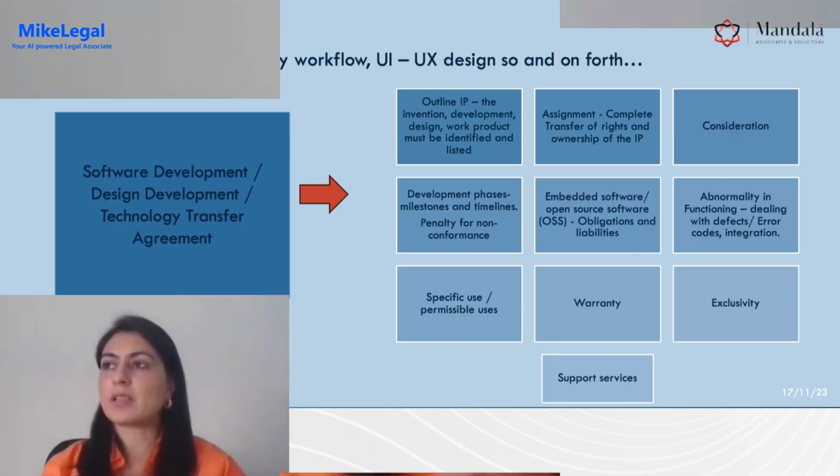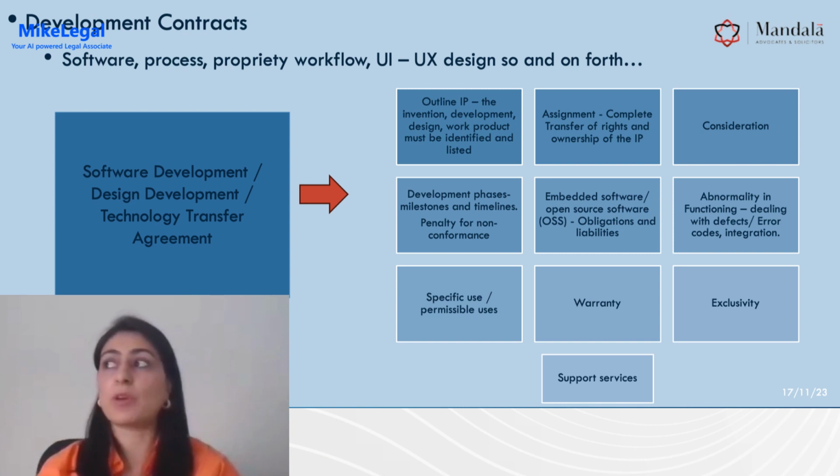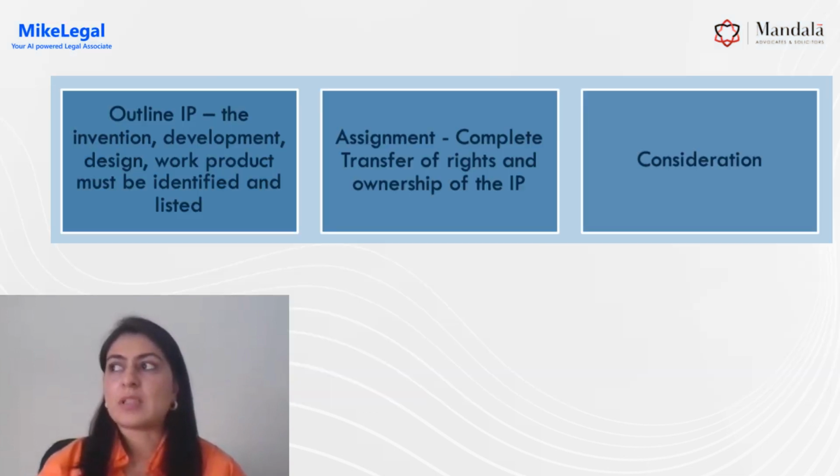The essentials, right? The essentials that every development contract must cover. I mean, whether it be software development, it could be process, it could be proprietary workflow, it could be UI UX design, etc. Any nature or type of development that you are outsourcing or that you are developing in-house, or you are engaging vendors for, there are several essentials that need to be taken care of in a contract. The first, of course, that we really do when we engage vendors or when we want to undertake a development work, whether it is for development of a software or a process or a proprietary workflow or a UI UX design, etc. A development contract must contain several essentials.